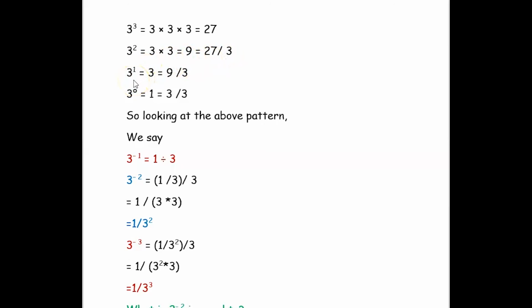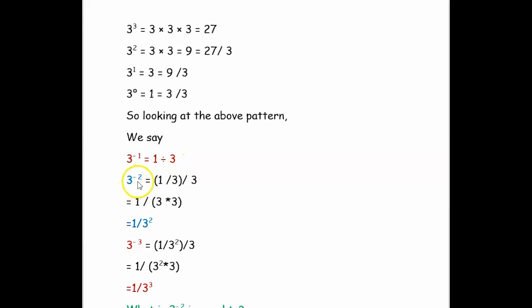Now suppose it is 3 raised to the power 1. Our previous answer is 9, which is again reduced by 1/3. So 9 into 1 divided by 3, that is 9 by 3 equal to 3. Same way, 3 raised to the power 0 will be 3 divided by 3, that is 1. So looking at this pattern, we can say 3 raised to the power negative 1: the previous number is 1, which is reduced by 1/3. So 1 divided by 3.